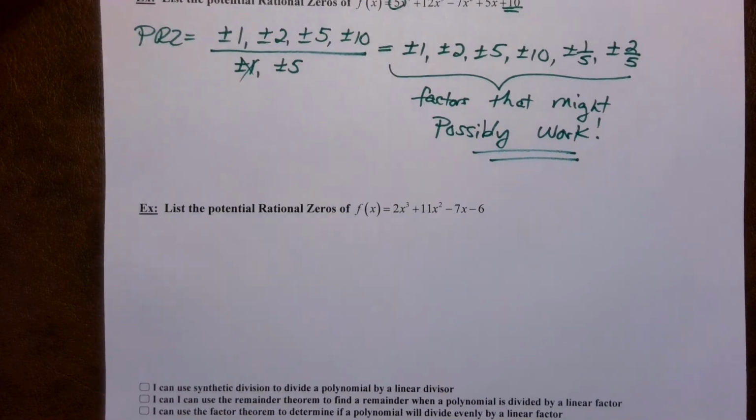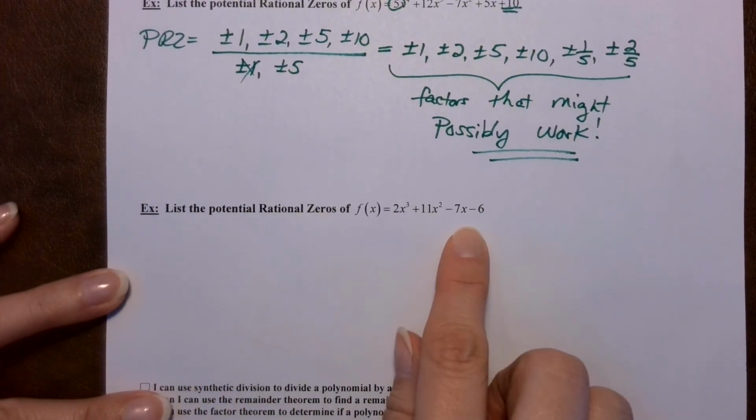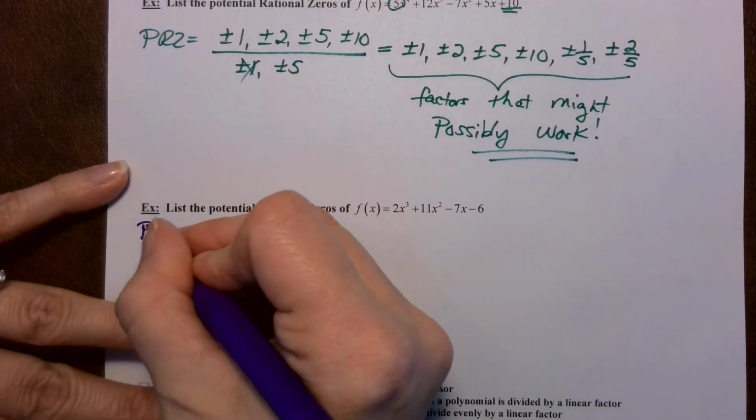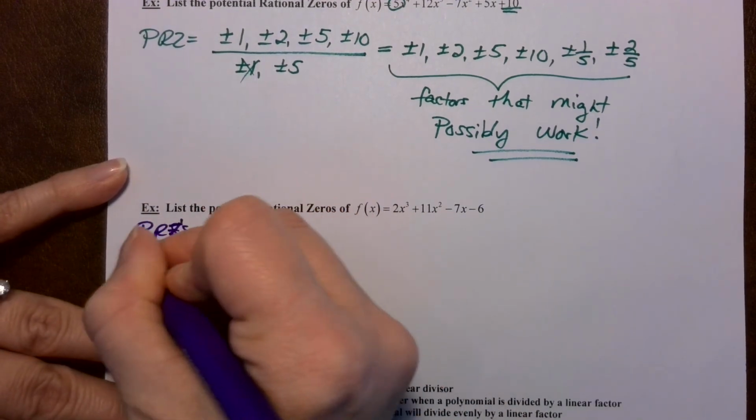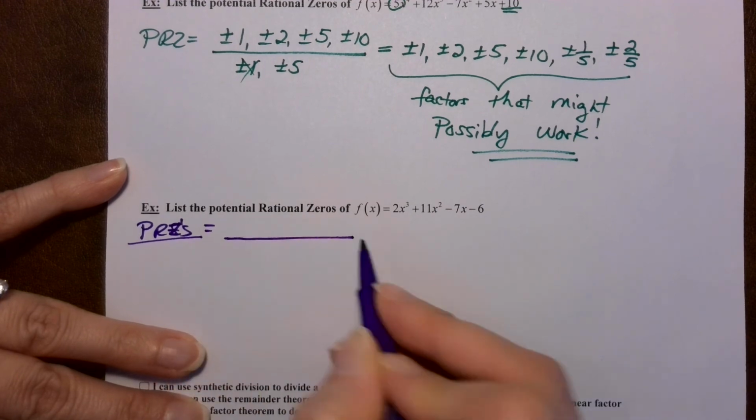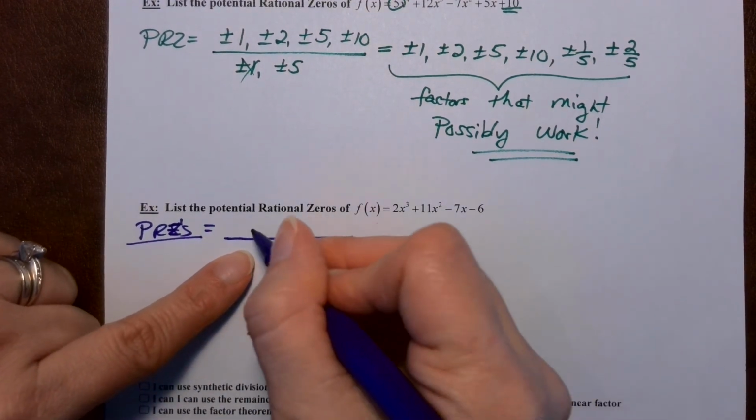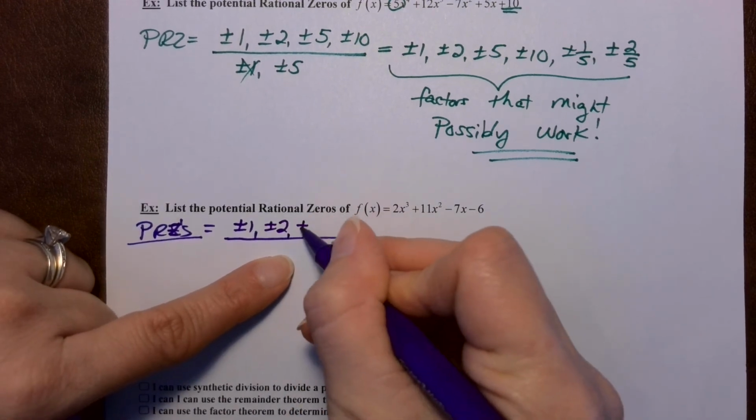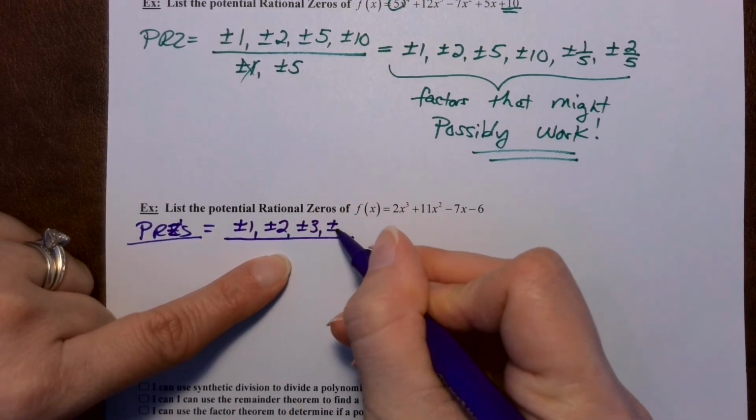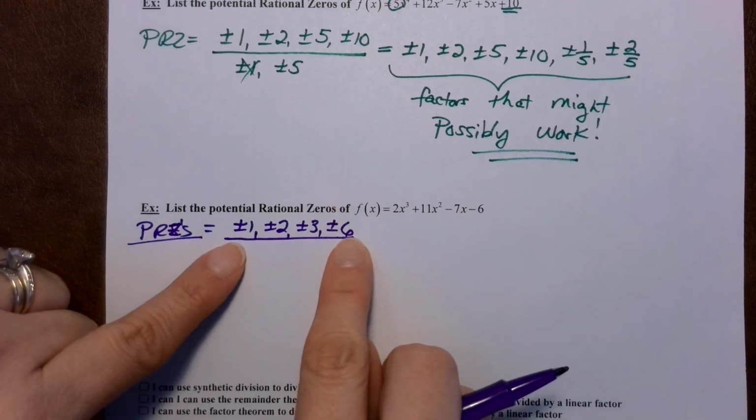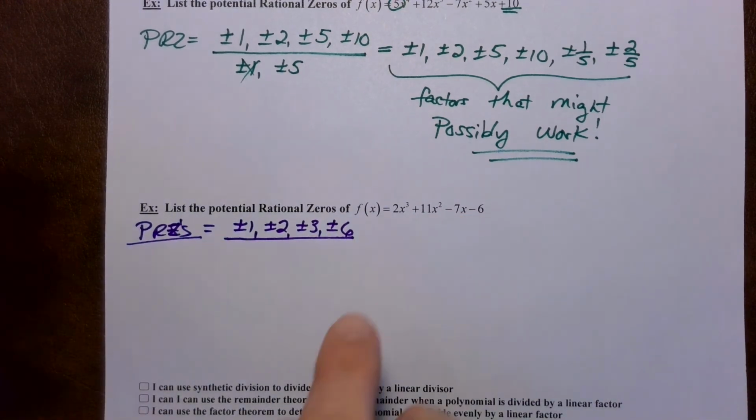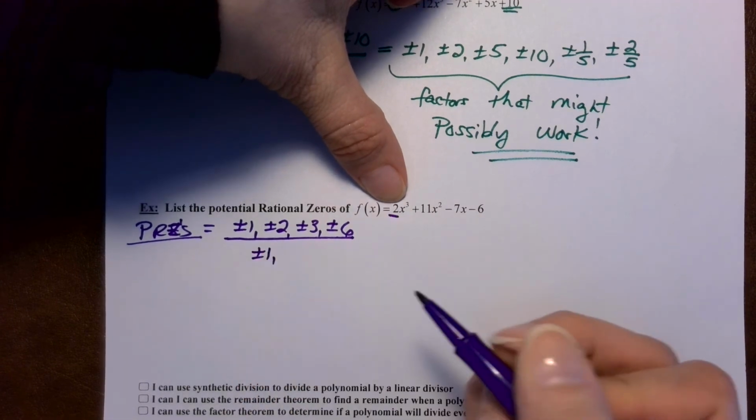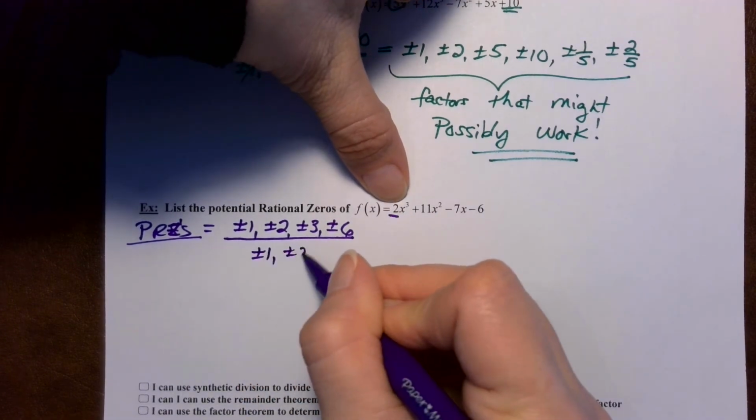Okay, last one. Let's list the possible rational zeros, the PRZs. Write a fraction bar. We're going to start with 6. So plus minus 1 goes into 6. 2 goes into 6. 3 and 6. 6 times 1, 2 times 3. Now for the denominator, what goes into 2? Well, 1 always works, and then we have 2.